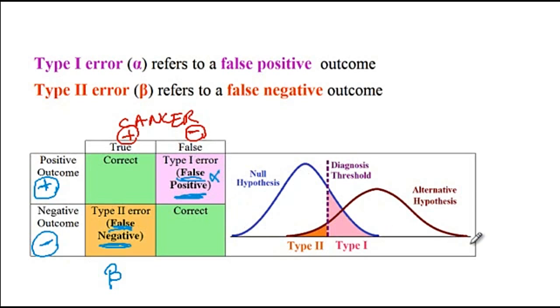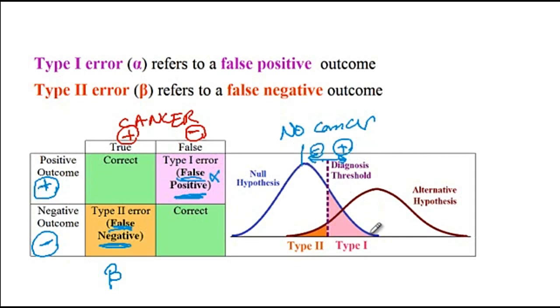So here on this graph, I'm going to show you what I mean by type 1 and type 2 error. So here, the blue curve is the patients that have no cancer. And then the diagnosis threshold, anyone that falls on the right side of this line is detected as a positive test, and anyone who falls under is detected as a negative test. So therefore, anyone who's beyond the diagnosis threshold is diagnosed as a positive test.